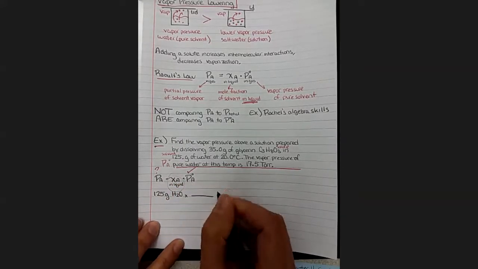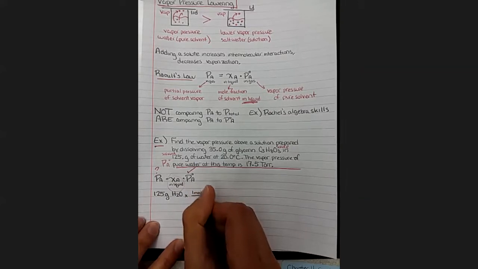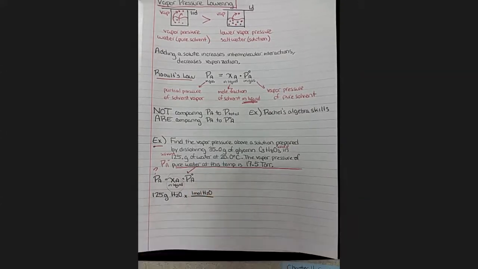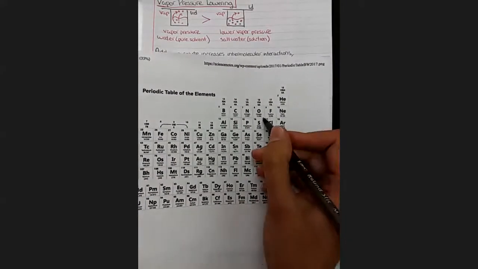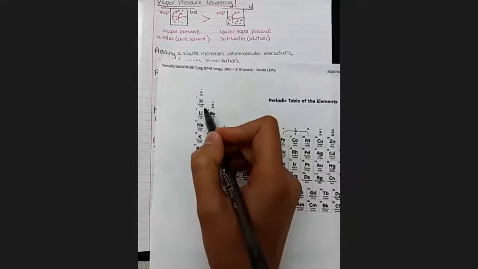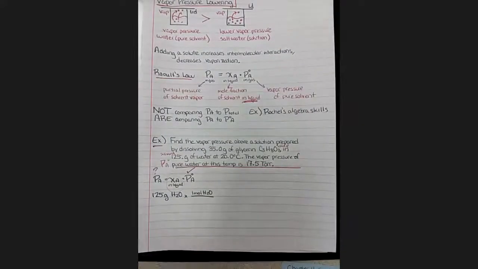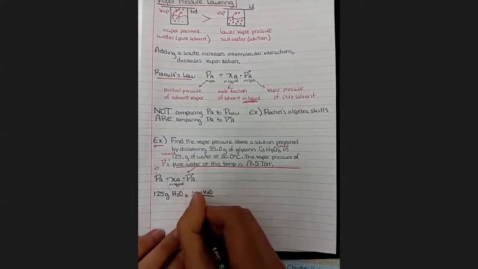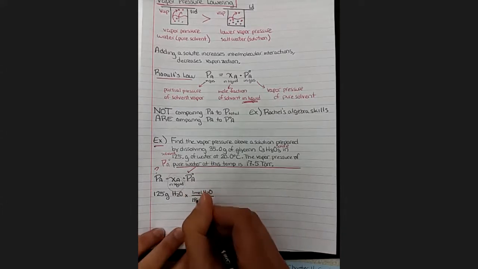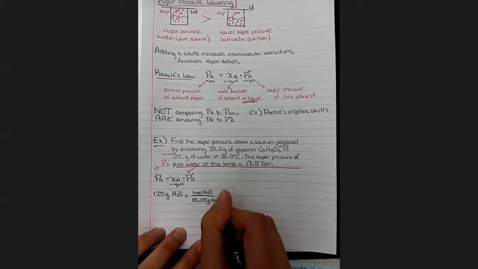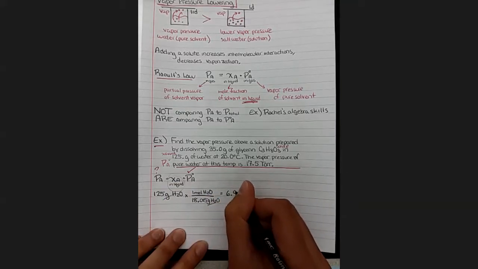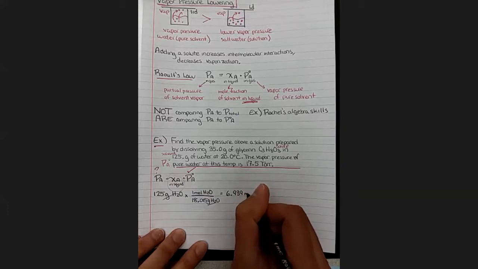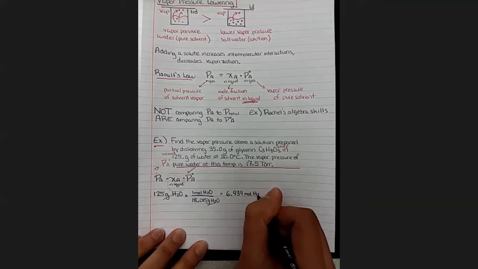125 grams of water. Then we need the molar mass of water. Oxygen is 16, hydrogen is 1. So this is going to be about 18.015 grams per mole. And that should give you 6.939 moles of water.